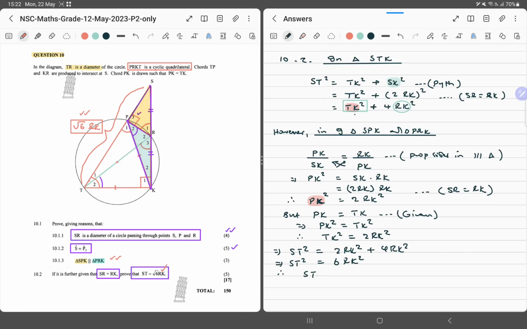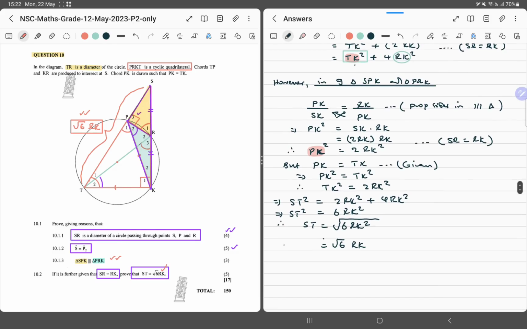Therefore, ST is going to be the square root of 6RK squared, which is going to be the square root of 6RK, which is exactly what we needed. Nice and easy. Okay, perhaps that was a choke slam, maybe, because you needed to plan a little bit.